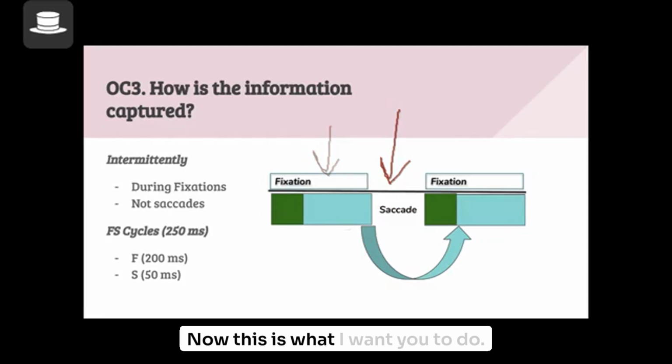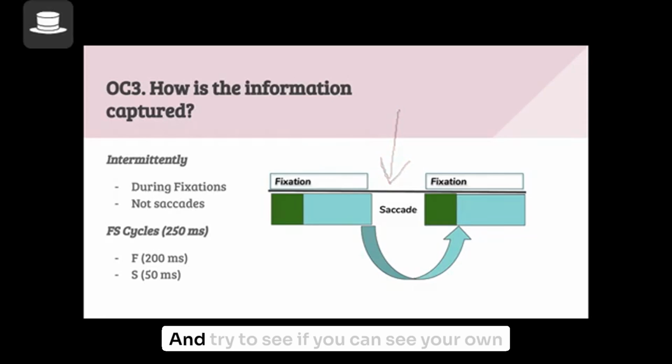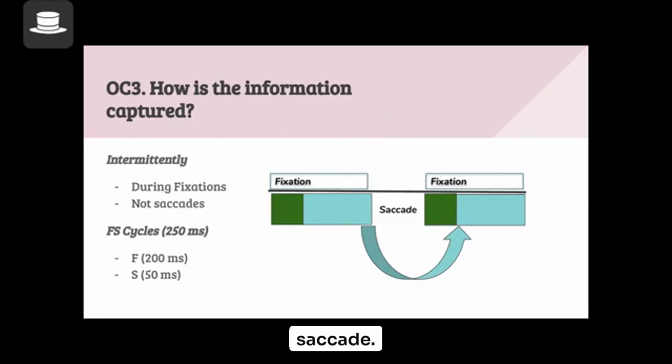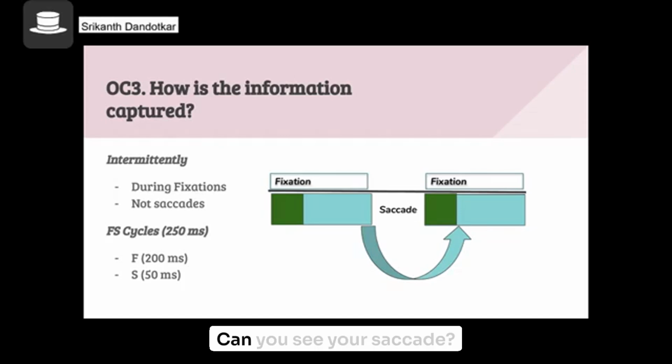Now, this is what I want you to do. Pause the video here, then find a mirror and try to see if you can see your own saccade. What do I mean by that? Well, look at your eyes in the mirror and look away and come back and try to look at your eyes again. Try to see if you can capture your eye movements while you're looking away and looking back at your eyes. The question is, can you see your saccades? I'm going to pause and ask you to actually see if you can find a mirror. Don't use the camera phone. What did you see? Can you see your saccade?